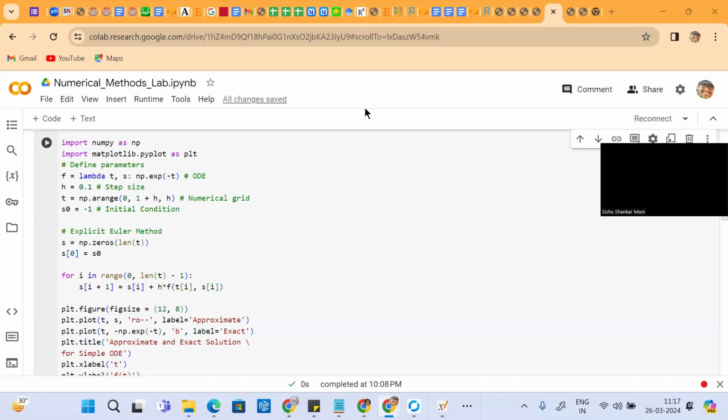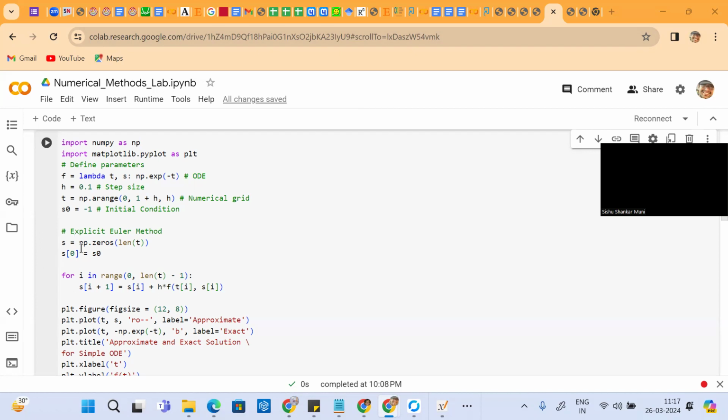S0 equals -1. That's the y value. Okay, here y is like S. So if you are seeing S, that's the y value. So S0 equal to -1 is the initial condition at 0. So we are applying the explicit Euler method.